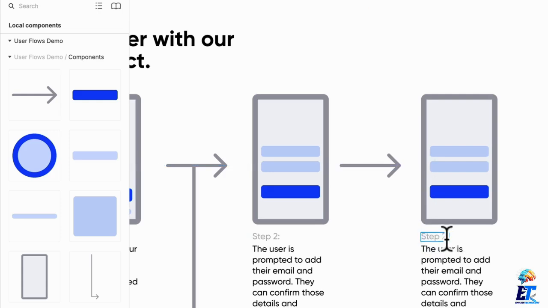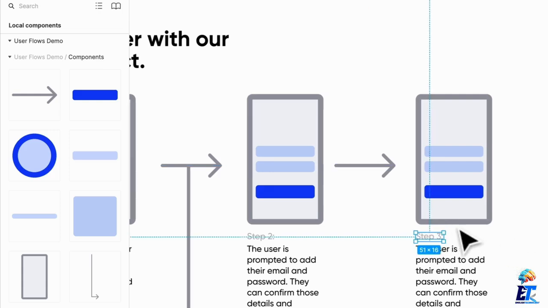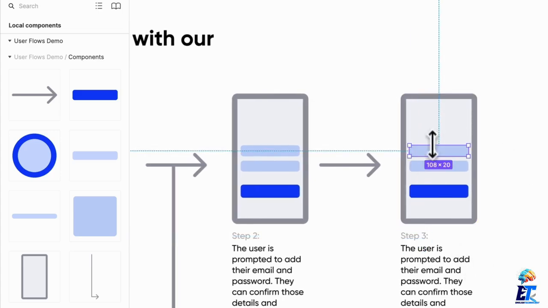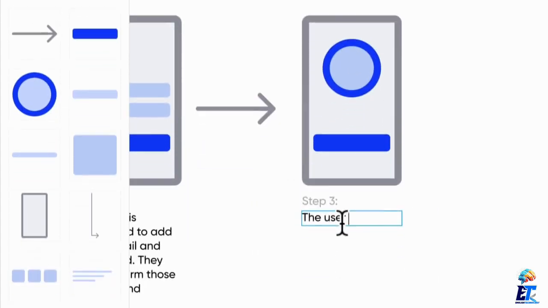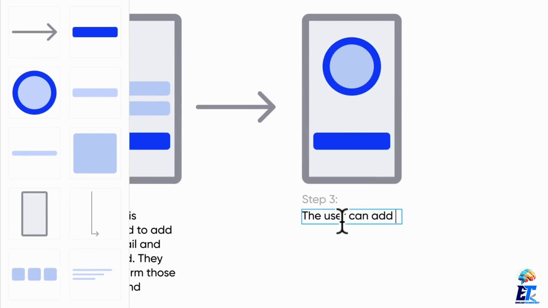Now step 3. What should the user see? The user should probably see a step to add their photo, possibly. So the user can add a photo or skip that step. So we do want to make this registration fairly easy. So the ability to actually skip the step is kind of key, especially here where a photo isn't necessarily needed. So we'll just write that in.